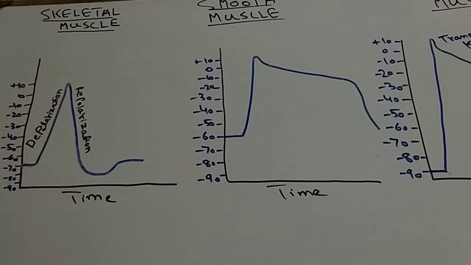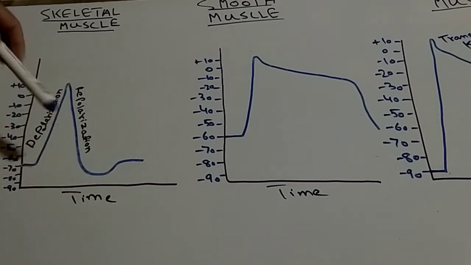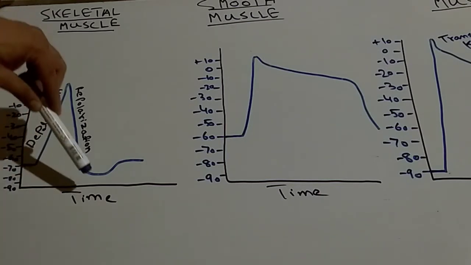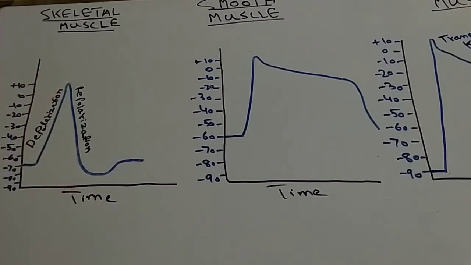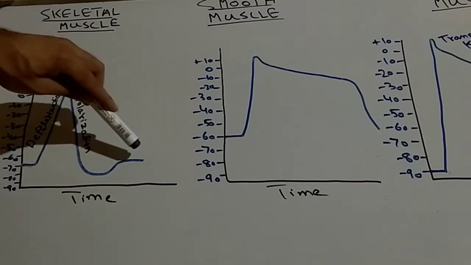The reason is that the potassium ion channels close very slowly as compared to the sodium ion channels. So that's why you can see here a deep curve, and a further negative potential is obtained, because the potassium ion channels do not close quickly, they close slowly. That's why this curve is obtained, and after this again the resting membrane potential is restored.